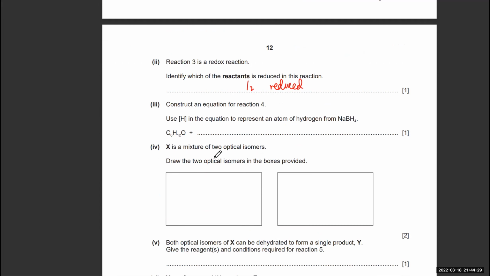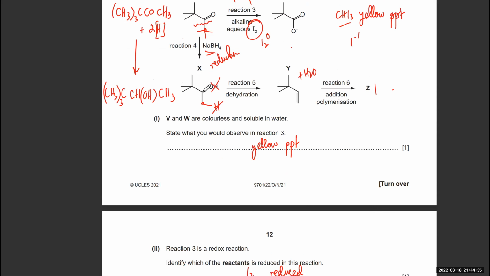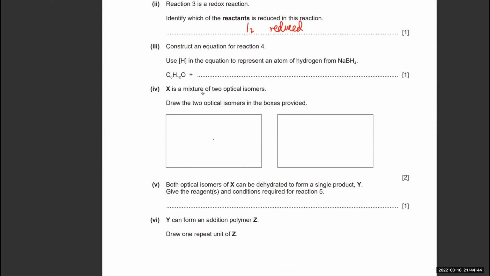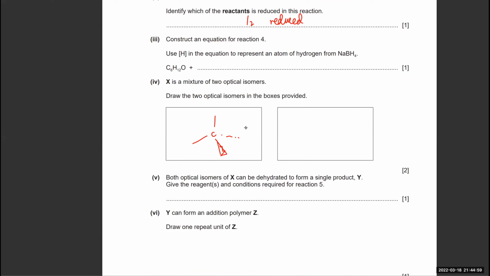Then it's a mixture of two optical isomers, and you have to draw the two optical isomers. So X, what is X? X is this one, and I think it's this carbon that's the optical isomer because it's bonded to four different groups. You have to draw those two optical isomers. So that's one version. It's got an OH, a CH3, and another C with three CH3s. And then there's going to be an H as well.